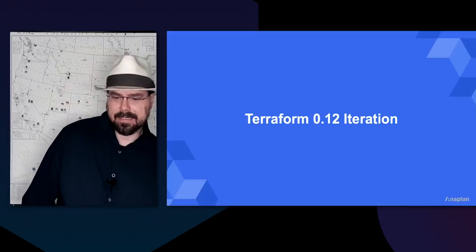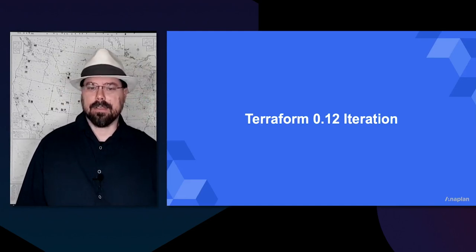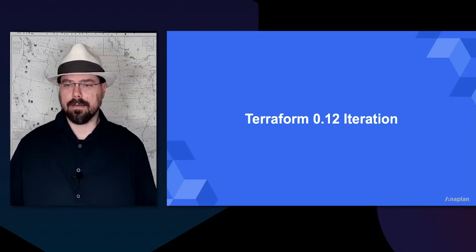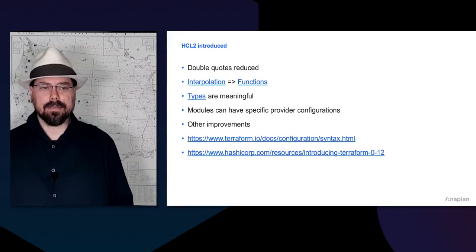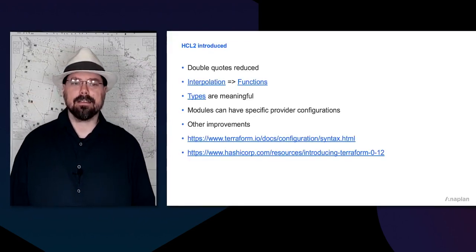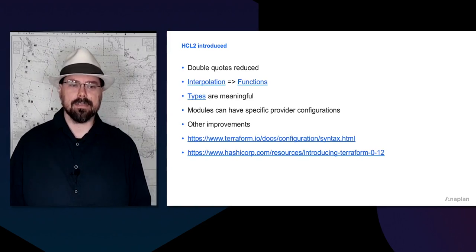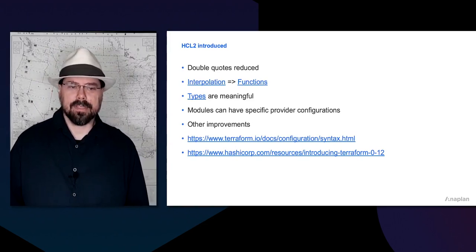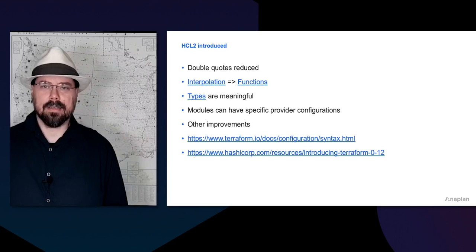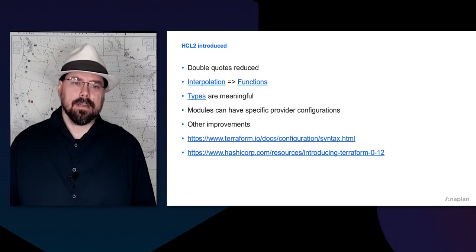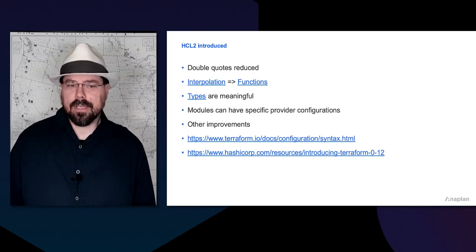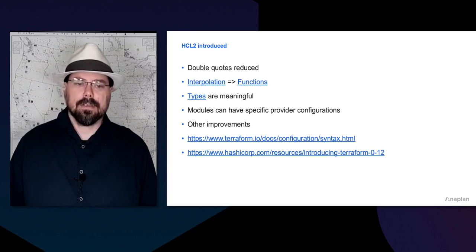So let's not spend too much time on history and go into what's current. With Terraform 12, we expanded a bunch. HCL2 was introduced, which is a complete refactor of the HCL language. With that, a bunch of the double quoting that you saw in the last example has been reduced significantly. What we used to know as interpolation is now called function.